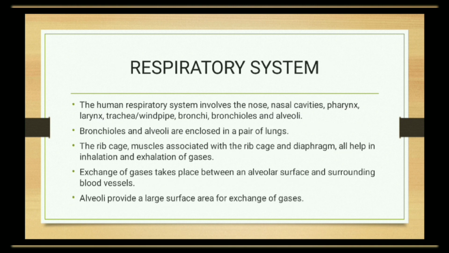Now, the respiratory system of humans. It involves the nose, nasal cavities, pharynx, larynx, trachea, the windpipe, bronchi, bronchioles, and alveoli. Bronchioles and alveoli are enclosed in a pair of lungs. The rib cage, the muscles associated with it, and the diaphragm all help in inhalation and exhalation of gases. Exchange of gases takes place between the alveolar surface and surrounding blood vessels. Alveoli provide a large surface area for exchange of gases.